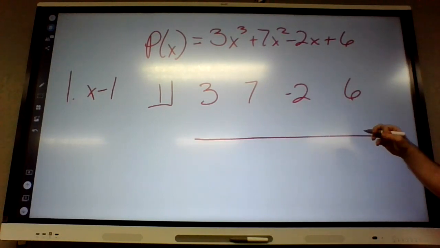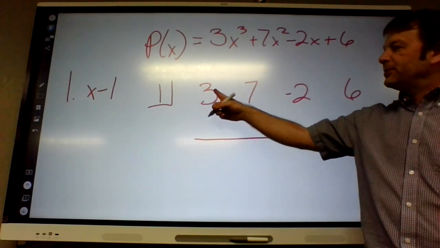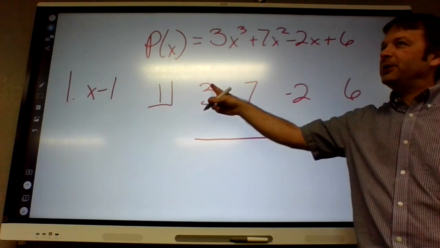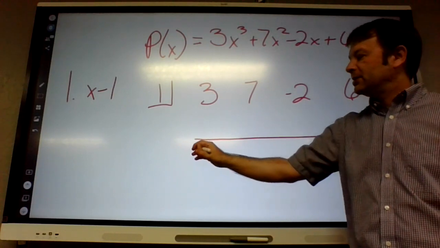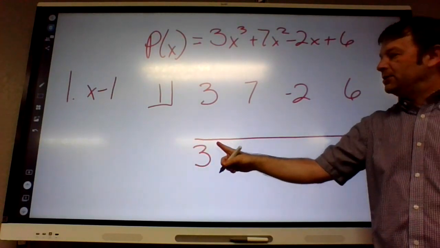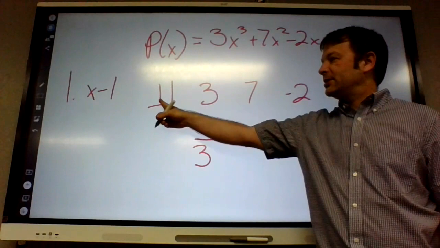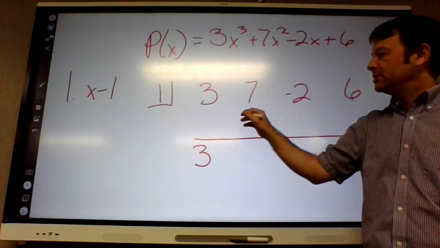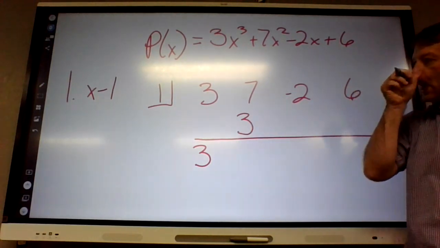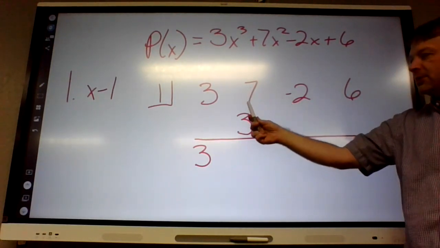Draw a line. You guys remember how this goes? Some of you did long division, so you might not have got this down yet. 3 plus nothing is 3. And then you do this number times this number and put it there. So 3 times 1 is 3. And then start over, add down.